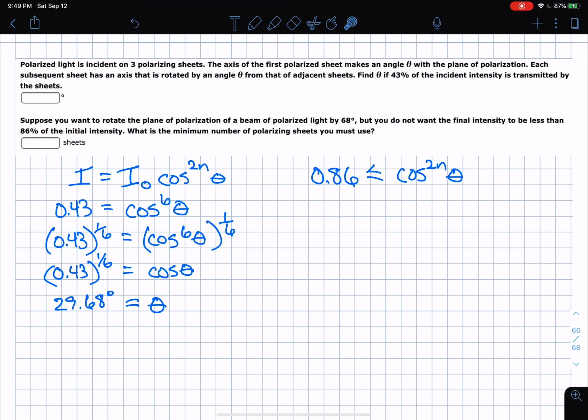Now, this 68 degrees, let's account for this. So remember that the angle between the adjacent sheets is going to be the same.